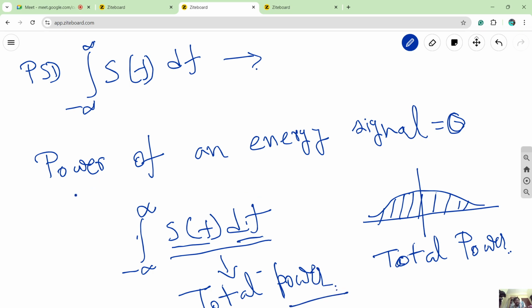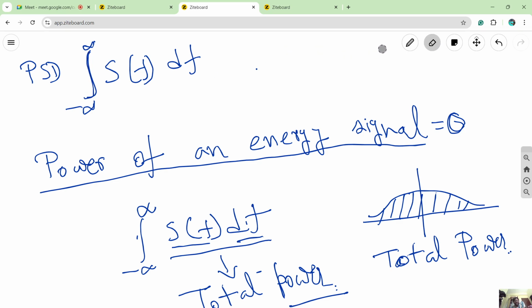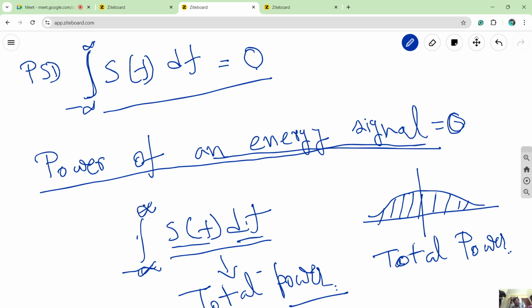Right. But the power of an energy signal is 0. So what will it be? If we calculate this integration, it will be equal to 0, because the power of an energy signal is 0. So basically, if I do the integration from minus infinity to plus infinity over all the frequency regions and calculate the power by the integration formula of PSD, then it will be equal to 0.